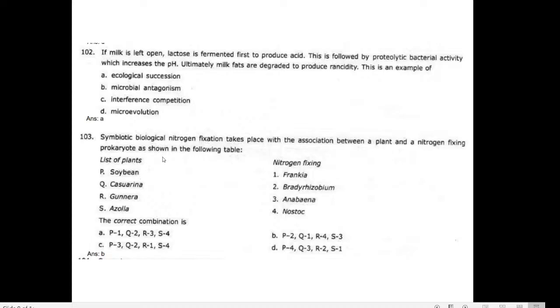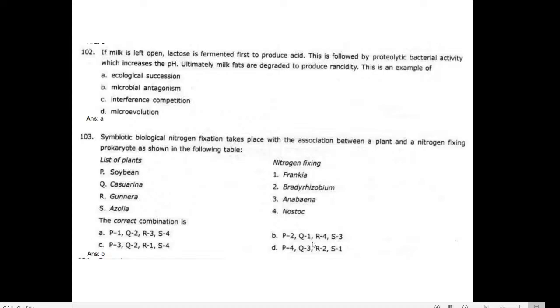Symbiotic biological nitrogen fixation takes place with the association between a plant and a nitrogen-fixing prokaryote. Nitrogen fixation is related to microbes. As I said, some of the microbes influence the nitrogen fixation process. Here they mention the plant name and the nitrogen-fixing microbe. Here the answer is B.